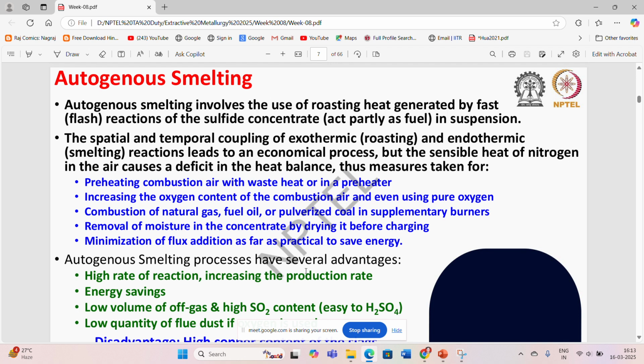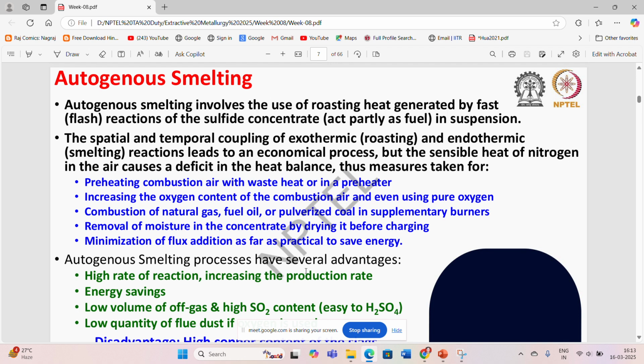Then spatial and temporal coupling of exothermic and endothermic reactions leads to an economical process, but the sensible heat of nitrogen in the air causes a deficit in the heat balance. Thus, measures are taken for preheating combustion air with waste heat or in a preheater. So we are providing preheated combustion air inside the furnace for the oxidation roasting process.